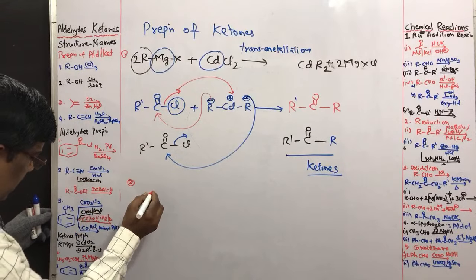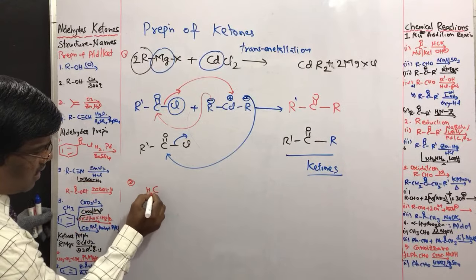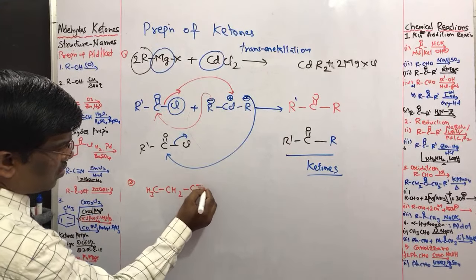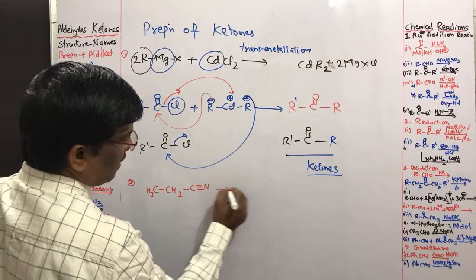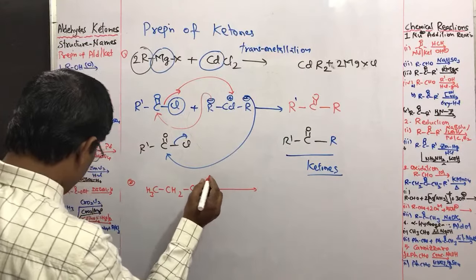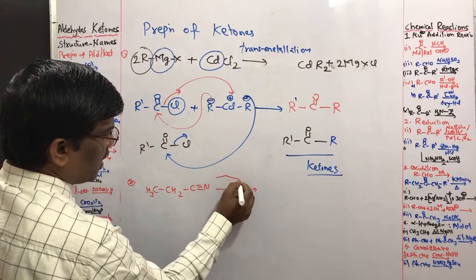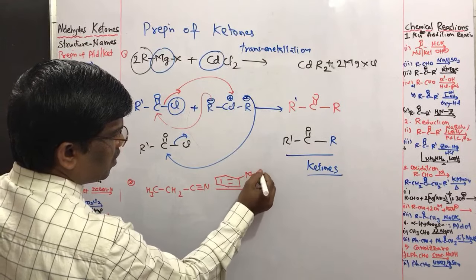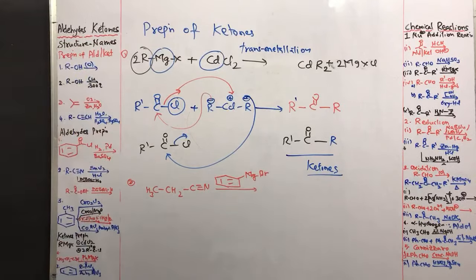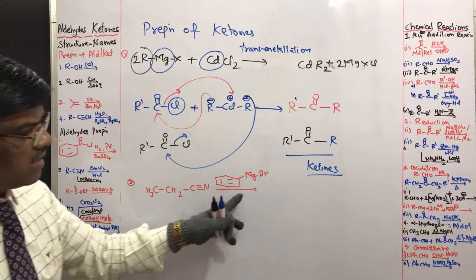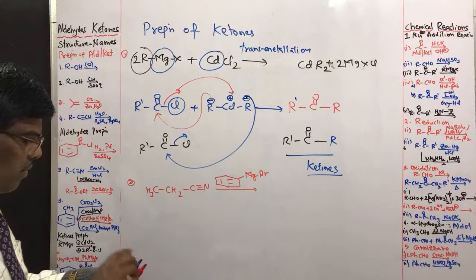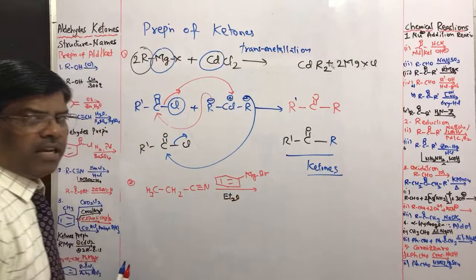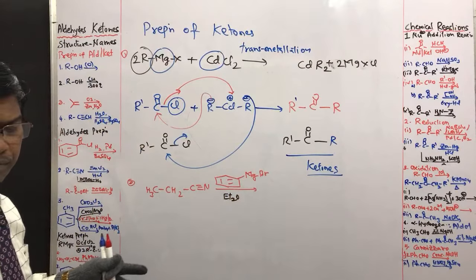When I take nitrile CH3CH2CN and treat it with phenyl magnesium bromide. Yes, so this is a Grignard reagent in ether. Usually where do you do it? Diethyl ether. Let me take ether as a solvent.